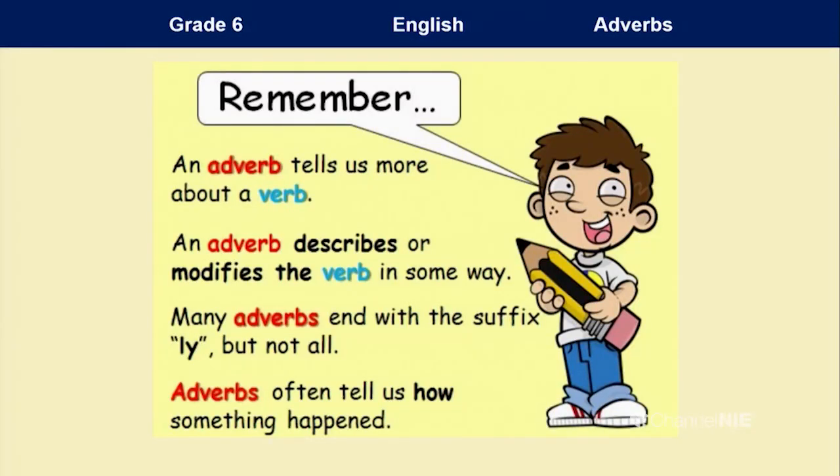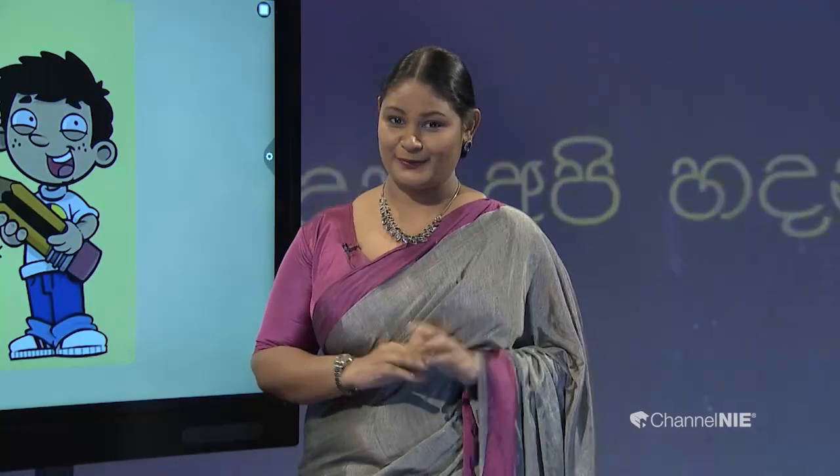And so, remember, what did we learn today, children? Yes, we learned adverbs, and an adverb tells us more about a verb. And when we make the adverb, usually we add ly to the adjective. Yes, and an adverb describes or modifies the verb in some way. And an adverb very often tells us how something has happened, how something is happening, right? That's right. All right, children. So we hope and believe that you have learned your adverbs really nicely today. I mean, it was a really interesting lesson, we believe.